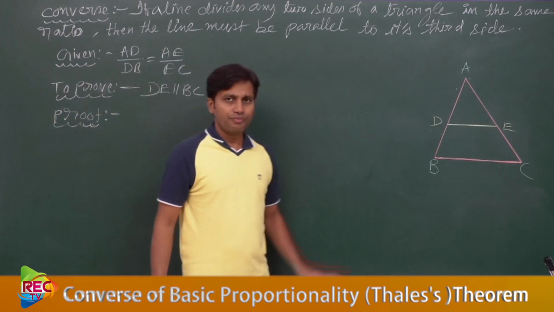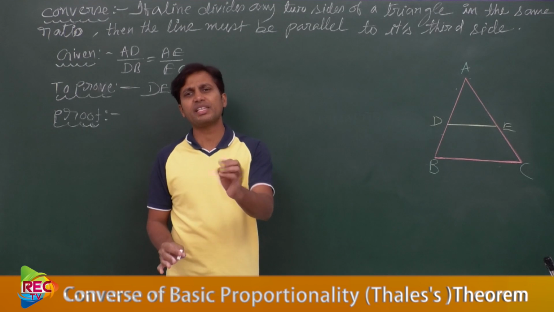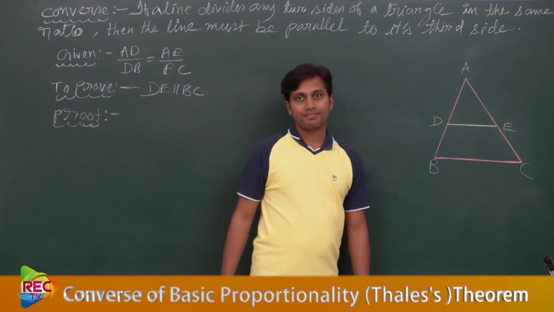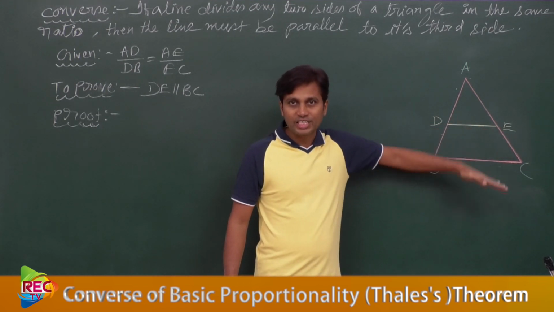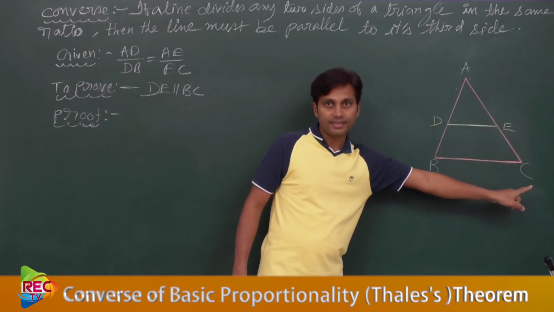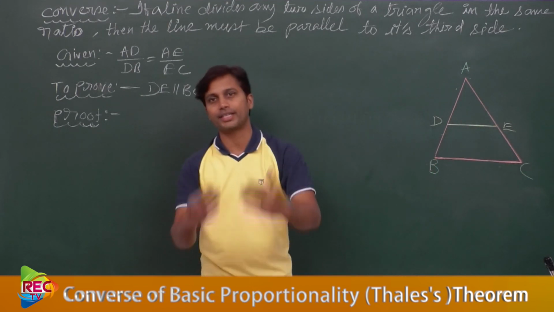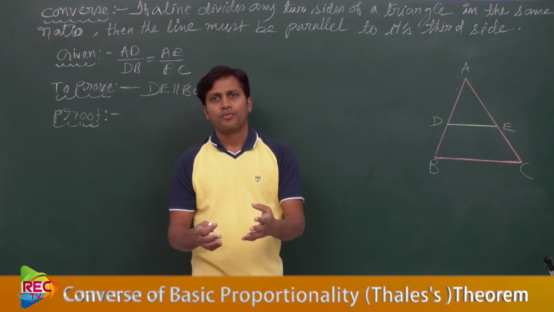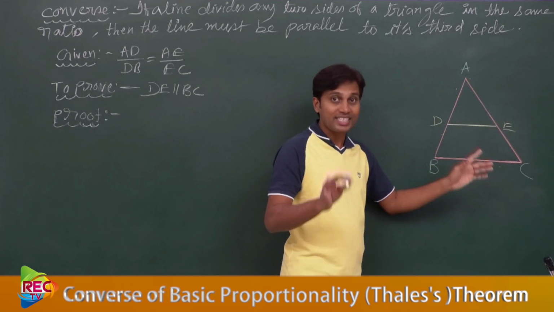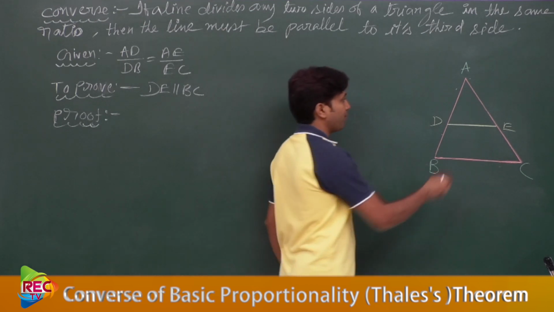Now we need to prove that DE is parallel to BC. We are just doing a small rearrangement, nothing more. We can easily prove this theorem. We need to prove that DE is parallel to BC, meaning E is a point on AC such that DE is parallel to BC. For a moment, think that E is not such a point. Let there exist some other point F on AC.